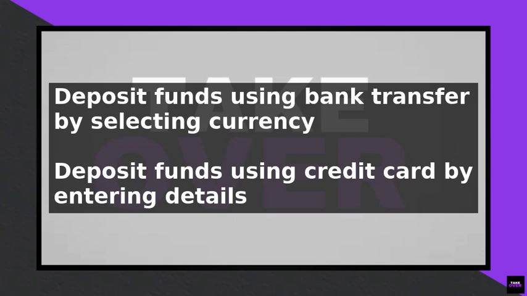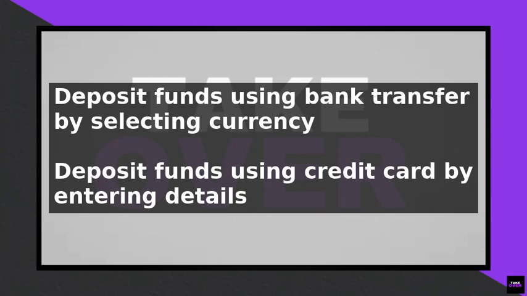Once you have deposited funds into your account, you can start trading. To do this, you need to go to the trading section of the platform and select the cryptocurrency you want to trade. You can then choose to either buy or sell the cryptocurrency at the current market price. You can also set a limit order, which allows you to buy or sell a cryptocurrency at a specific price.